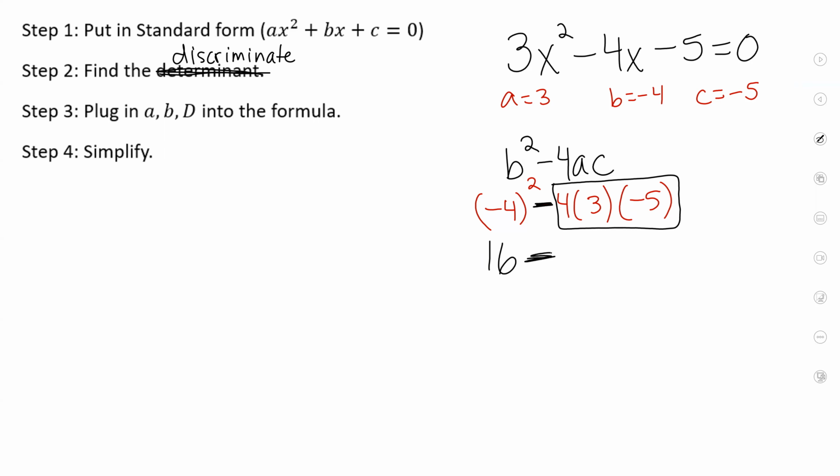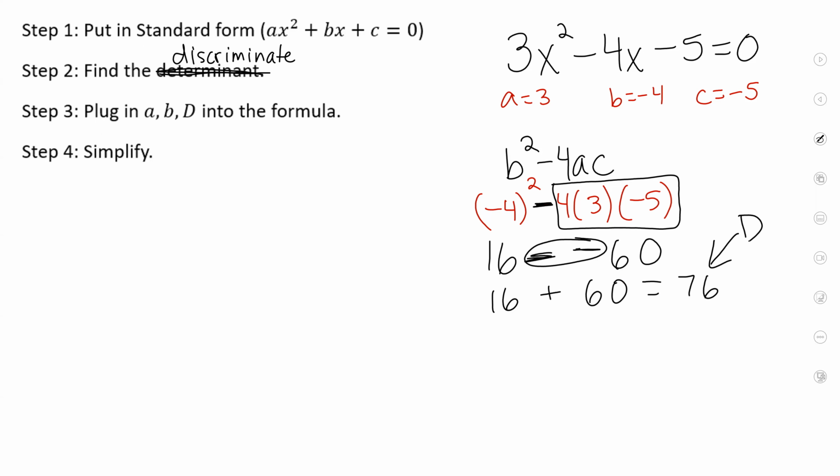4 times 3 is 12. 12 times -5 is -60. Now notice I have two negative signs again. That means we're going to put a plus sign. So your answer is 76. That is what the discriminant is. So this is your discriminant.